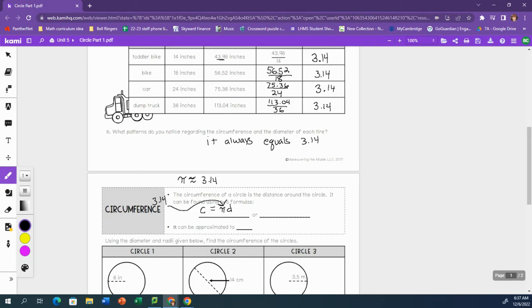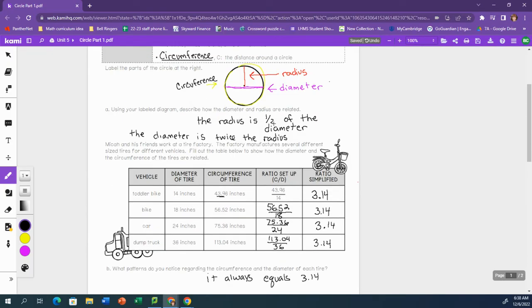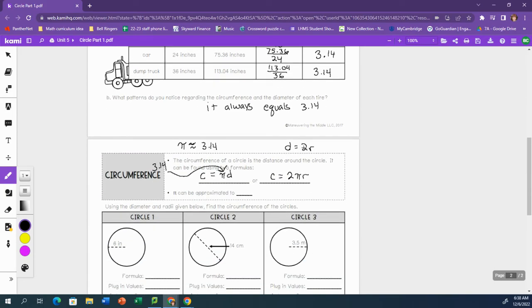So another way that you could write this is the circumference equals 2 pi r, because remember, the diameter is 2r. Remember way up here when we saw that the radius is half of the diameter, or the diameter is twice the radius. So there's two different ways that you can write it. So pi can be approximated as 3.14.